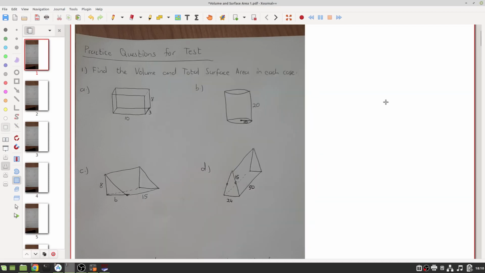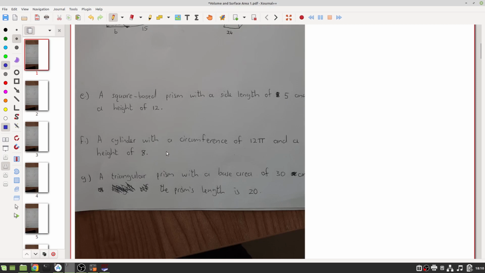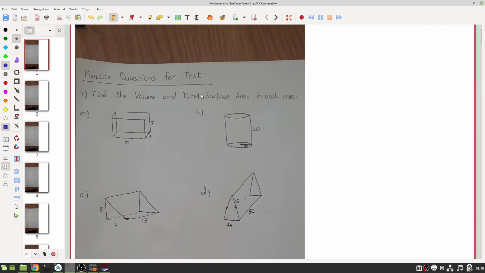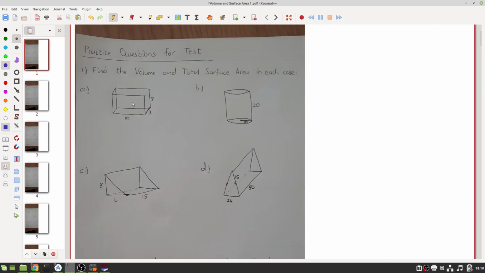Alright, so let's have a look at part 2 of this worksheet. First of all, we have found in part 1 the volume of each of these shapes, and now in part 2 we're going to look for the total surface areas. For question A, we want to find the total surface area. So total surface area is exactly what it sounds like. It's the total area of all the surfaces of the shape.